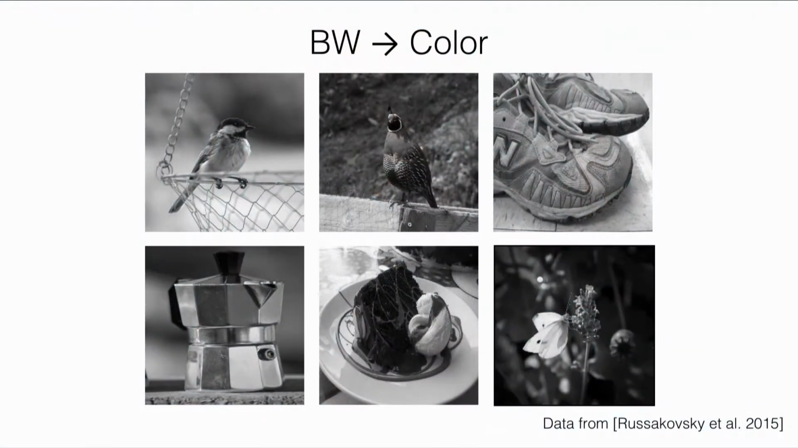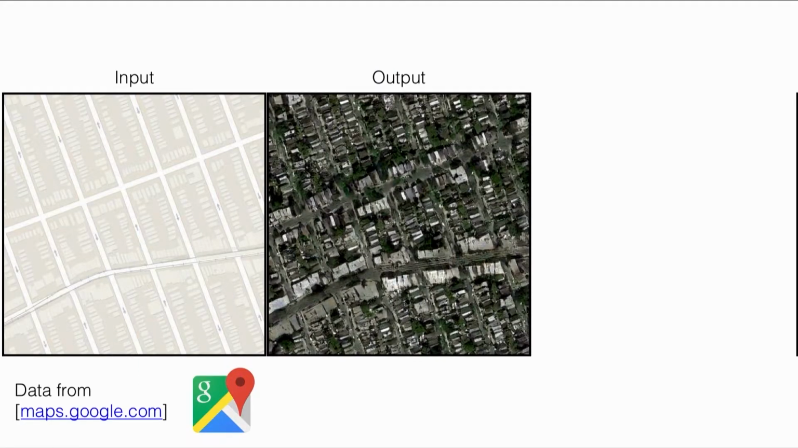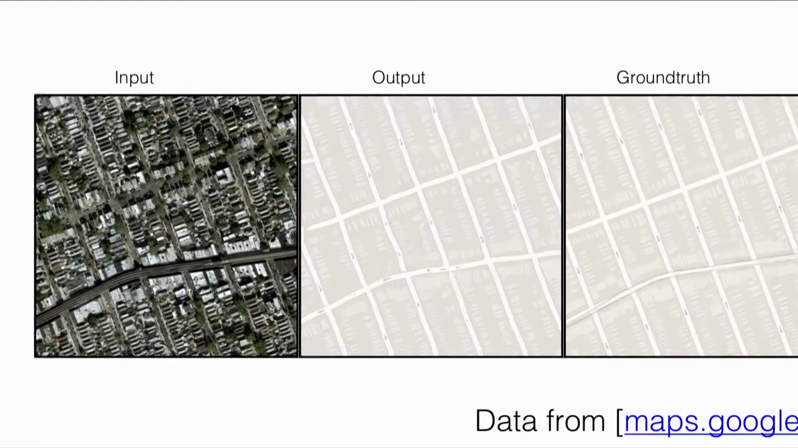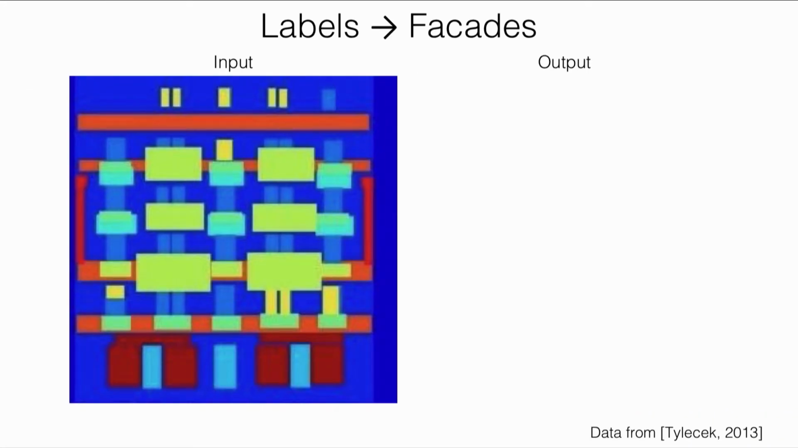Now you train on grayscale to color, and it works. You give it Google Maps, train it, and ask it to produce satellite images. No problem. It's not as good as ground truth, but it's pretty good. You can go the other way around. And it's all exactly the same code, the same parameters. Everything is exactly the same. You just train it on different data.